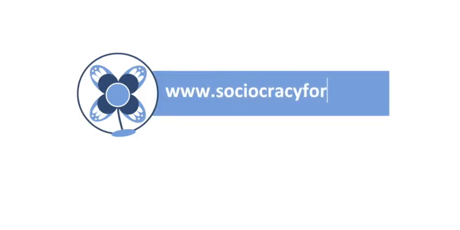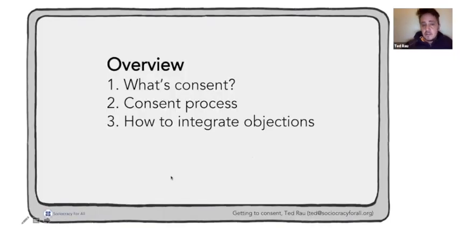My name is Ted. What's going to happen today is we're going to talk about what consent is, talk about the consent process, and then how to integrate objection. The reason consent is important to me is because it's basically the pillar of everything. It's the foundation of everything in this governance system because we don't want a coercive system. We want to make sure that people have a chance to say no to things.